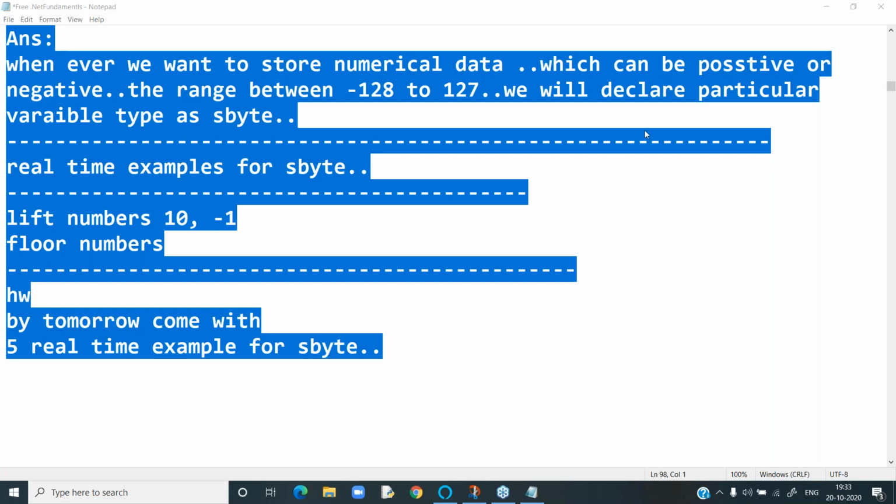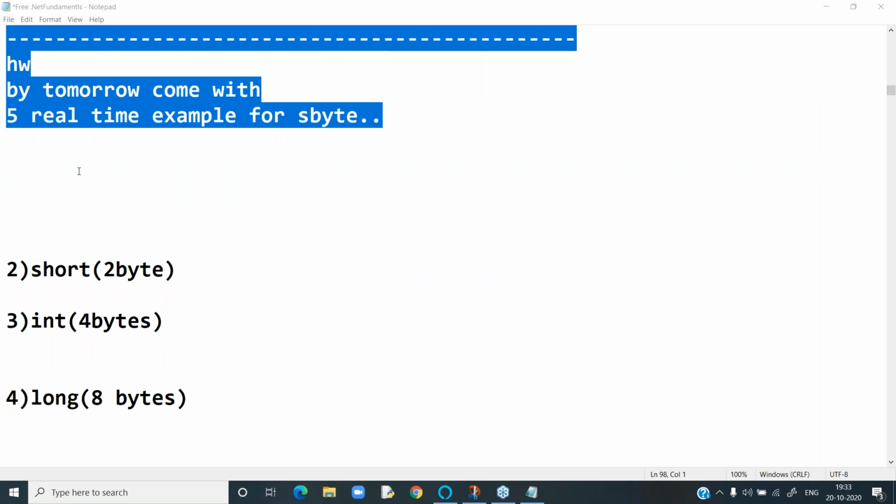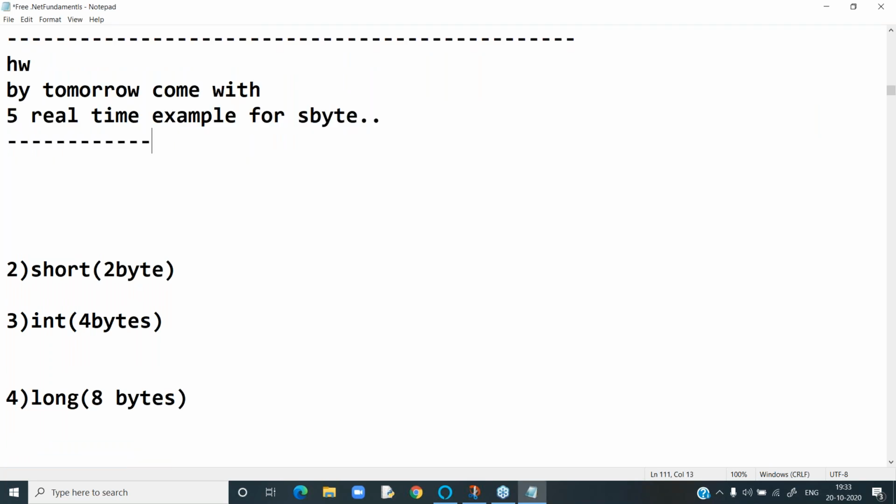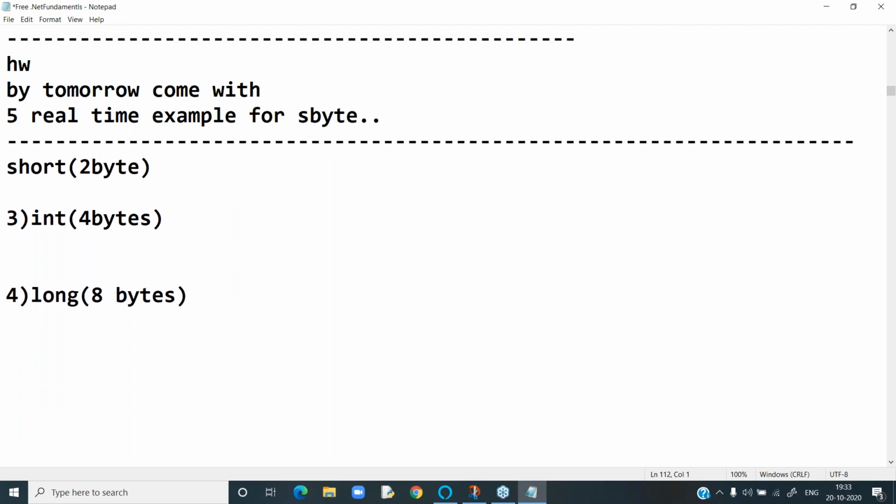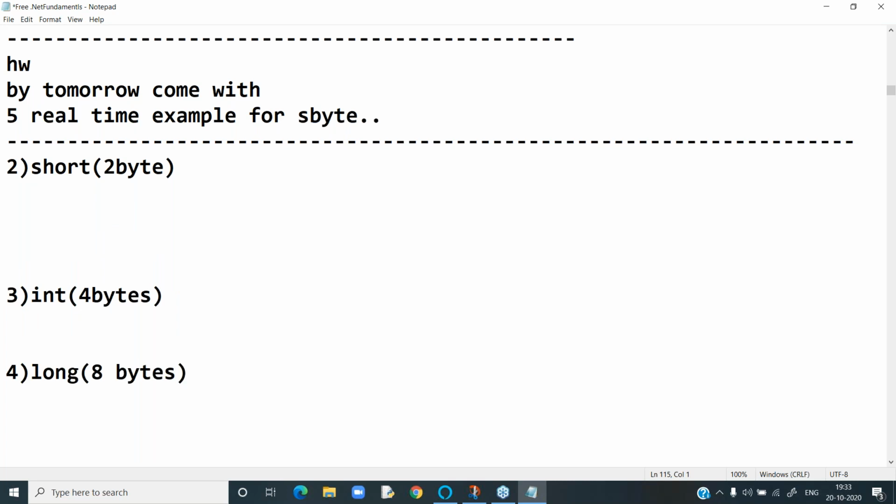Now, come back to our discussion. We can't get many examples for all these data types. Even for short, int, long, real-time examples are very less. You have to find them. You will not get real-time examples in books. Majority of people tried with books, but everywhere programmers and faculties will show only this: you take numerical data, by default people will use int.